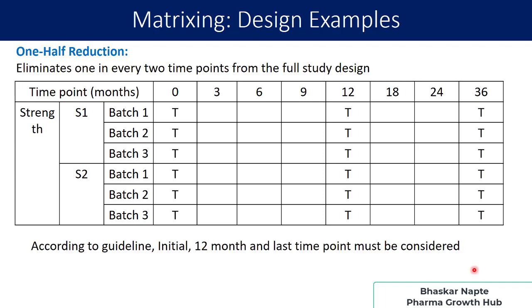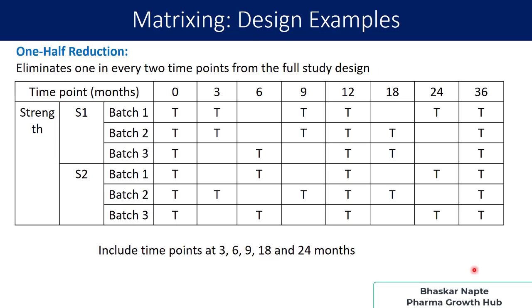And as we discussed a few minutes ago, it is mandatory to have the testing at initial, at 12th, and at the last time point. So if you look at your stability plan with the matrixing design, you understand the requirement for the initial, 12th month and this 36th month time point.